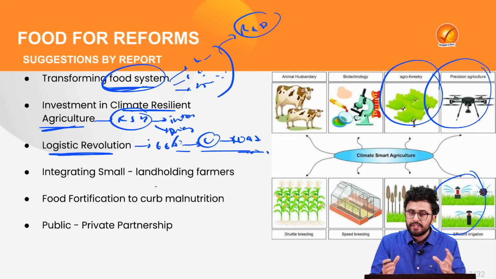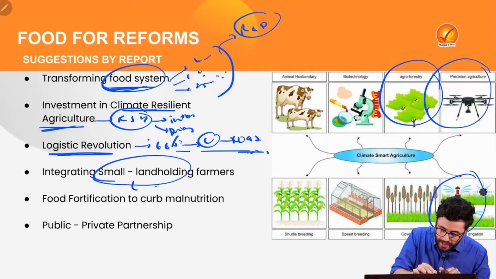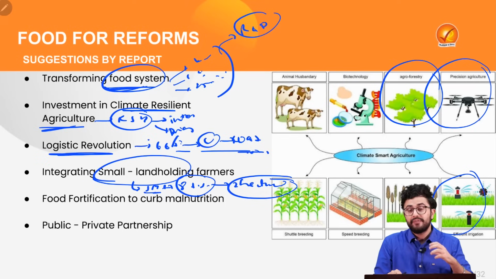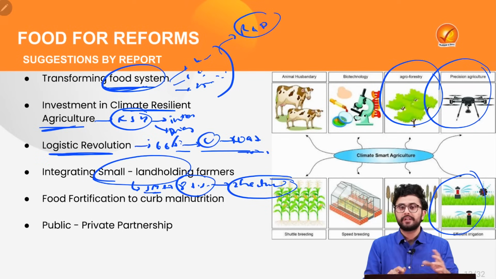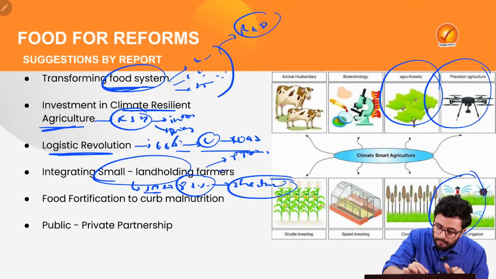Then the report suggests integrating the small landholding farmers. As per the Swaminathan Commission report, more than 86% of farmers have less than 2 hectares of land, which has further fragmented over the years. Thus, the report suggests bringing these farmers under farmer producer organizations and market cooperatives such as Amul in the milk industry.